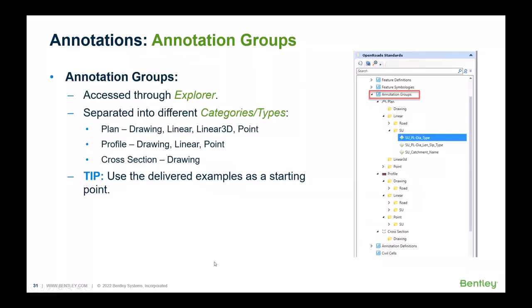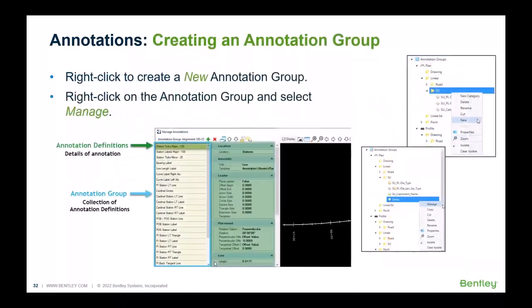A good place to start is the delivered examples that come with the Bentley workspace, because if you've never created an annotation group before, it can seem a little overwhelming. So how do we create them? In the Explorer, you go to whatever type of annotation group you want to create, and you can create categories, like if you want to manage them in folders. Then you just right click and say new, and you're creating an annotation group.